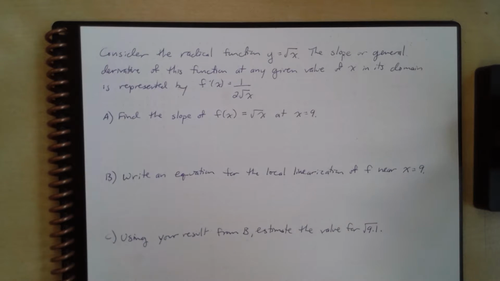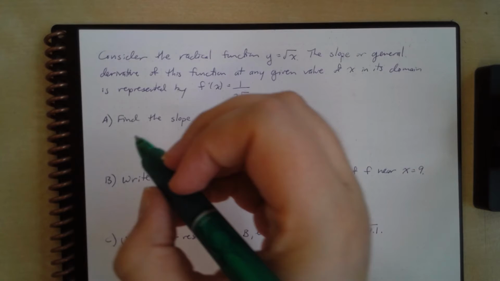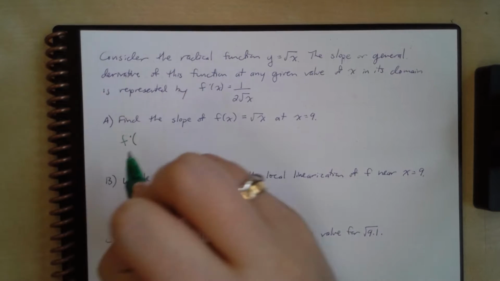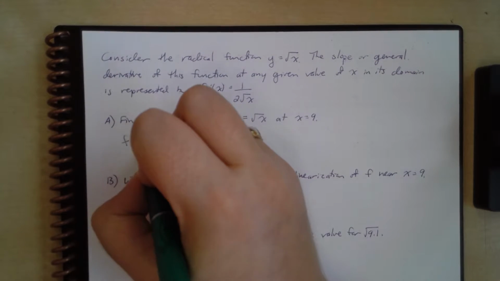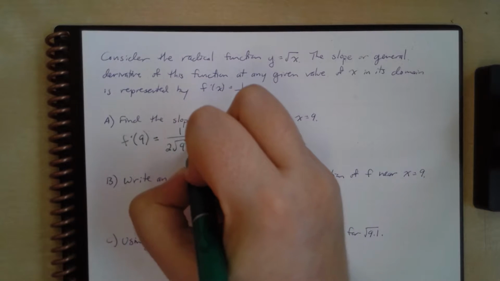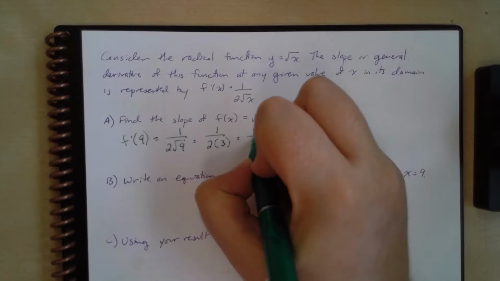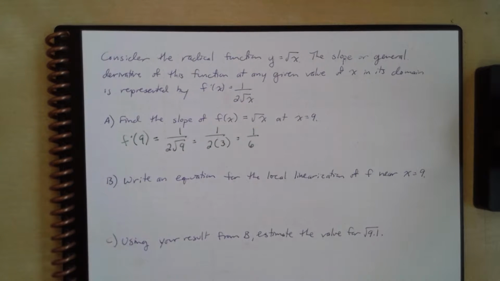Well, in order to do that, all we're going to do is use this slope formula, f prime of, and we're going to find it at 9. So f prime of 9 is equal to 1 over 2 times the square root of 9, 1 over 2 times 3, which equals 1/6. So the slope of the tangent line there would be 1/6.